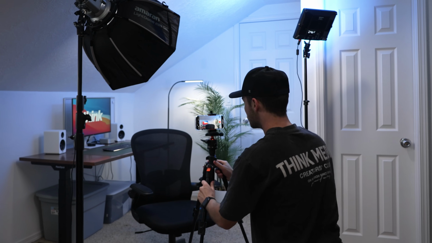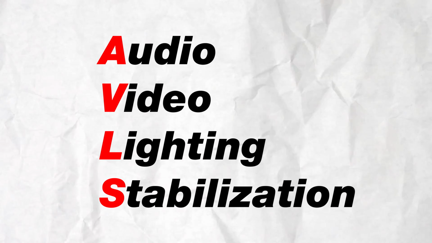So now that we have our background selected, the next thing that we would want to do is set up our equipment that we're going to use to record. So this involves your phone and any other equipment you need for your recording session. And a little abbreviation we like to use here to remember what tech we need for recording is AVLS. It stands for Audio, Video, Lighting, and Stabilization.